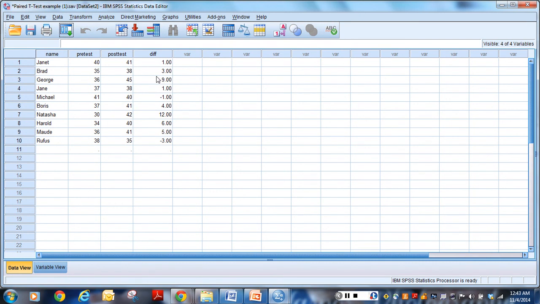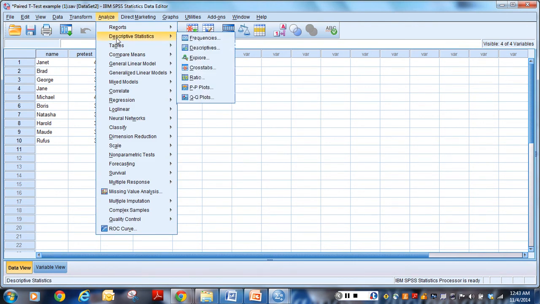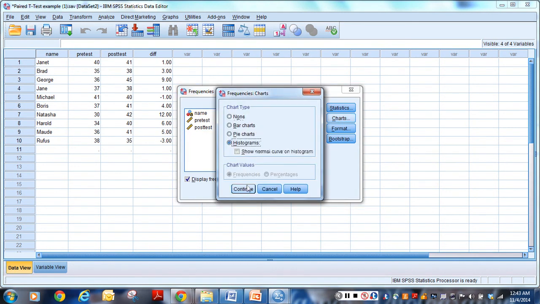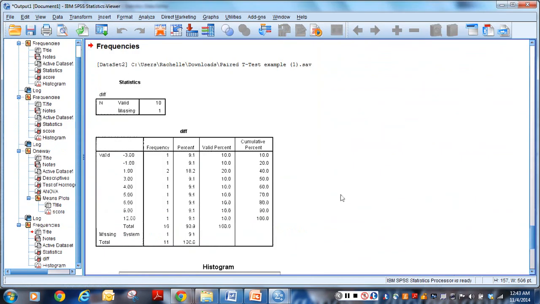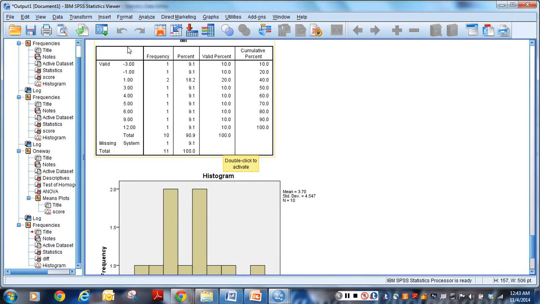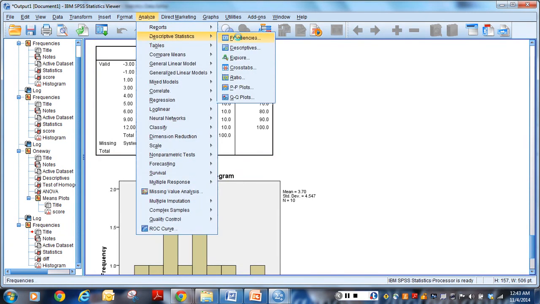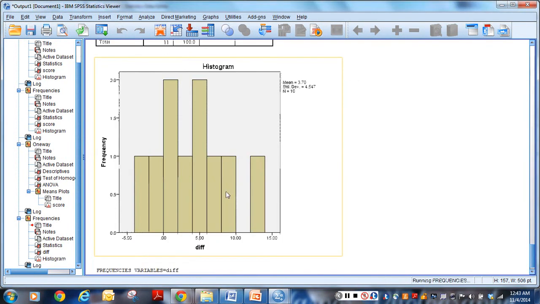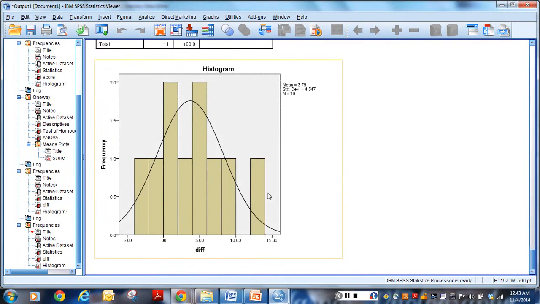So now it's time to generate the histogram with the normal curve. So as usual, we can go to Analyze, Descriptive Statistics, Frequencies, and now we're going to select diff for our variable and histogram and click OK. And this would be our histogram for diff, and actually I forgot to select normal curve. There we go.